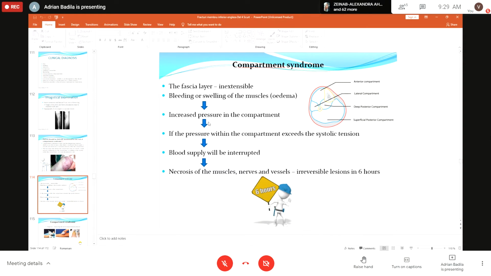At one moment, the pressure in the compartment will exceed the systolic tension. That means that also the artery will collapse. We don't have any blood supply. We don't have an oxygen supply in this compartment. The blood supply will be interrupted, and that will lead to necrosis of the muscles, nerves, and vessels, and the lesions will be irreversible in 6 hours. So this compartment syndrome is an emergency, and it must be treated as an emergency in the first 6 hours after its debut.